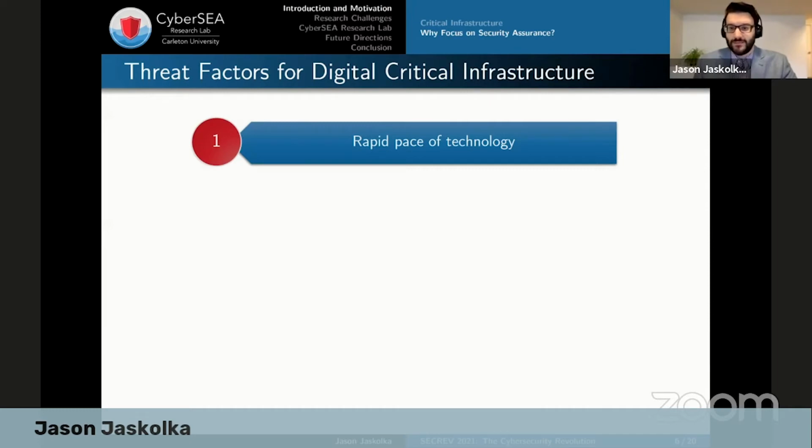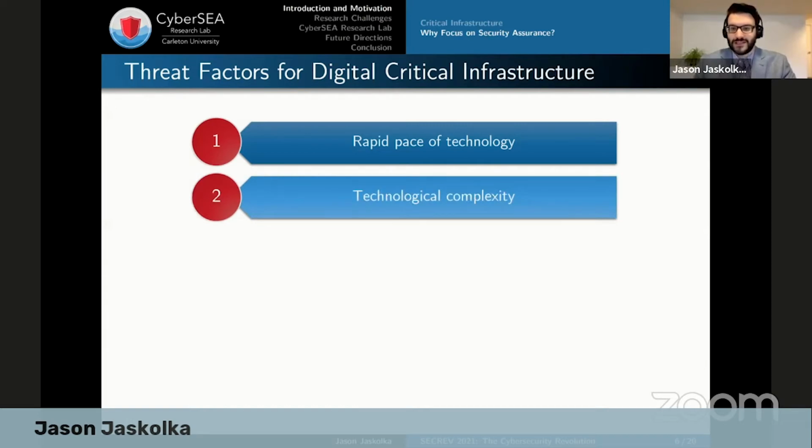And this is something that we need to worry about when we're securing these systems, because we need to keep up with the rapid changes that are happening in these spaces. We also have to consider the technological complexity of these particular systems. And as we continue to modernize and digitalize our critical infrastructure, we're only increasing the complexity of these systems, which makes understanding the different attack vectors within these critical infrastructures that more difficult to uncover.